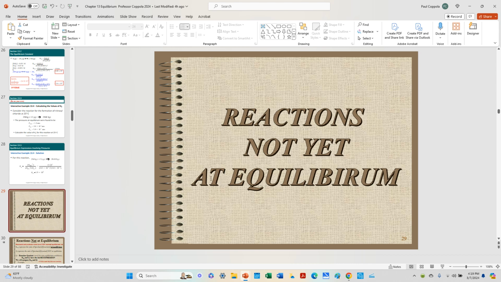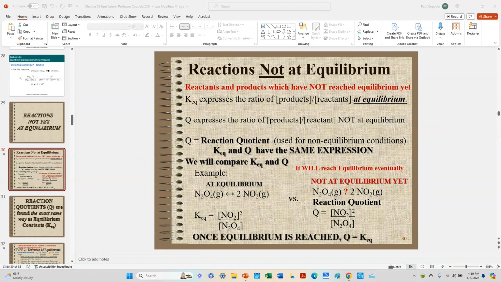Okay. Then we go to reactions that are not yet at equilibrium. And the question is, which way will they shift to reach equilibrium? Then we have to deal with something called the reaction quotient, and we call it Q. A quotient just means one number divided by another number, and that's what we have here. The difference between Q and K, they're basically the same, except K is at equilibrium and Q is not. And so we want to see which way the reaction will shift to reach equilibrium.